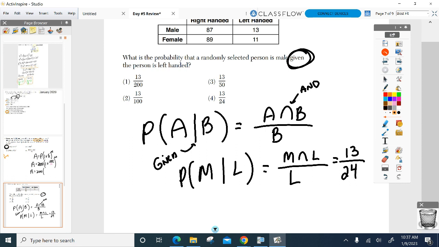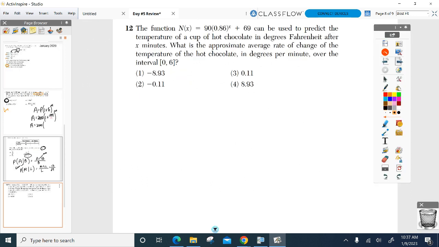Anytime you're doing a given problem, listen to me. You should never go over the total. It should not be out of the total. It should be out of whatever's given. What was given? Left-handed. So I'm not doing total, I'm just doing left-handeds only. Everyone got me? Anytime you're doing one of these given problems, it should never be out of the total. It should be out of whatever's given, which is 24 here. All good? Okay, 12. Third type of problem we've done like this.